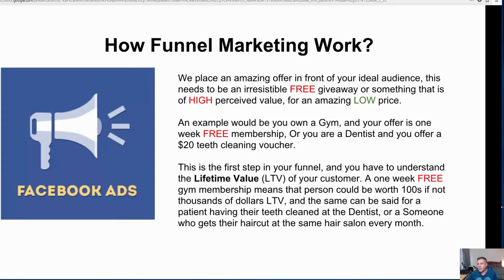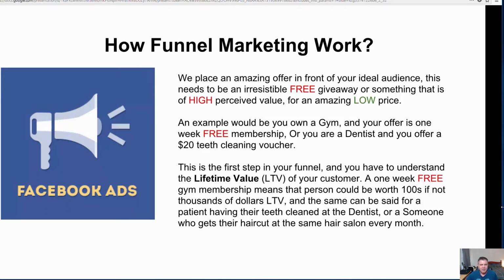And I know a lot of dentists, because I've sussed out a few of my local ones, are charging like $200 for teeth cleaning. And it's crazy, because I've seen this work with other dentists: a $20 teeth cleaning voucher to get them in the door. Hey, it doesn't take that long to do some teeth cleaning.